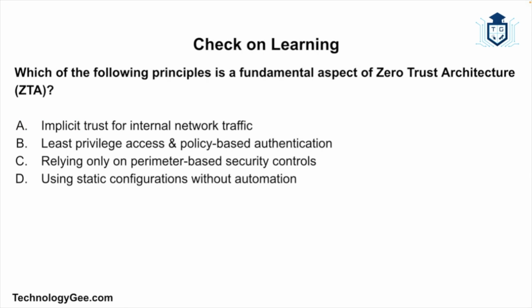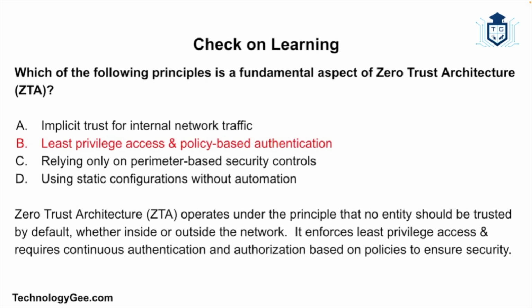And our final question, which of the following principles is a fundamental aspect of zero trust architecture? Is it implicit trust for internal network traffic? Is it least privileged access and policy-based authentication? Is it relying only on perimeter-based security controls? Or is it using static configurations without automation? And the correct answer is least privileged access and policy-based authentication.